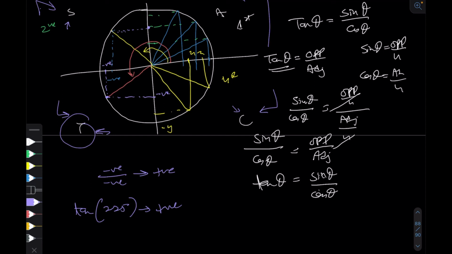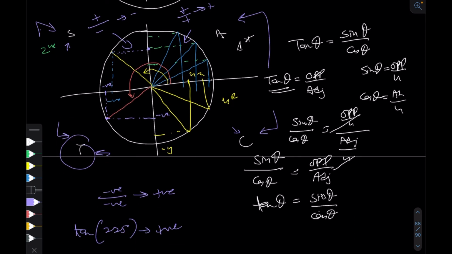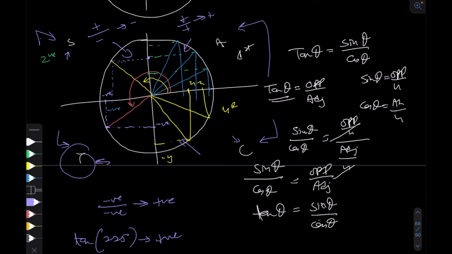Right. And of course, in the first quadrant everything was positive, so sine and cos were positive, so positive divided by positive is positive. In the second quadrant, sine was positive and cos was negative, so this will be a negative number. The third quadrant we just talked about. And in the fourth quadrant, sine is negative and cos is positive, so this will also be negative. All right.